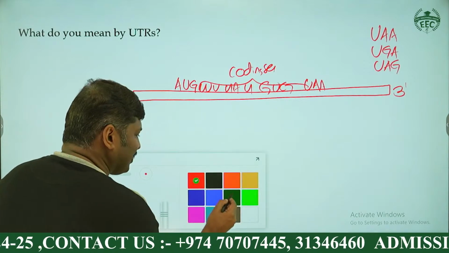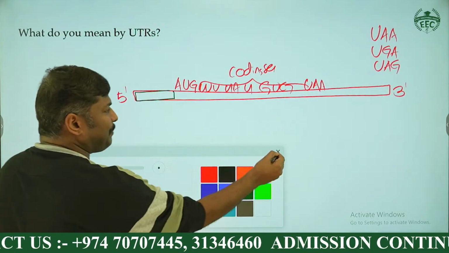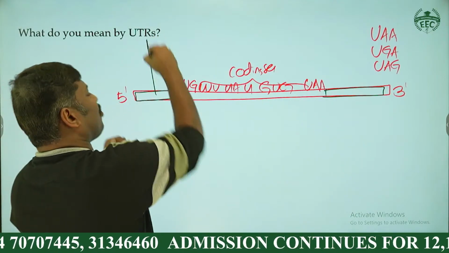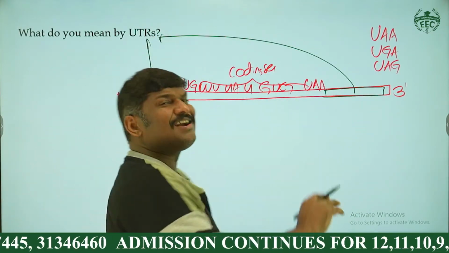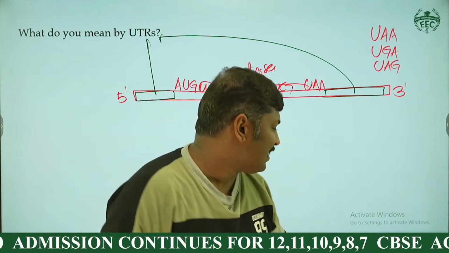But look at the board, my dear students. What is this area? Here you can see one area pointed out, and here I am pointing out another area. These two areas are called what? UTRs, the untranslated regions.